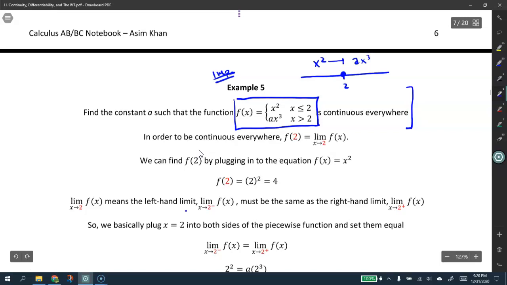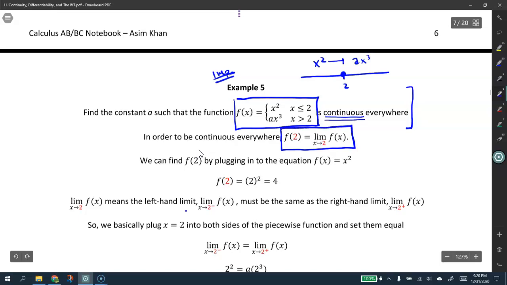So it says, can you make it such that a would be some number that would cause this function to be continuous everywhere? Now, let's again revisit the idea of continuity. If something is continuous, it's not broken. And if it's not broken, that means the definition of continuity, which is right over here, needs to hold.